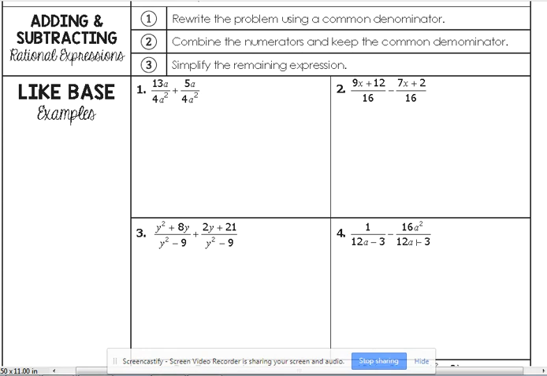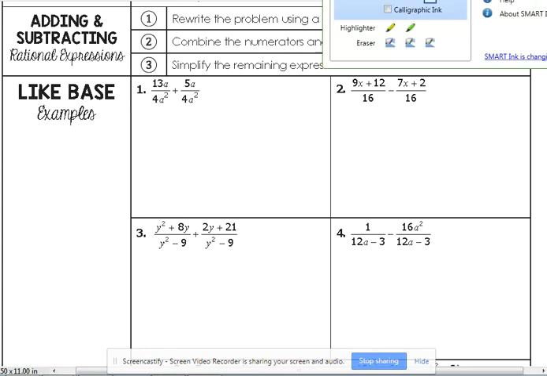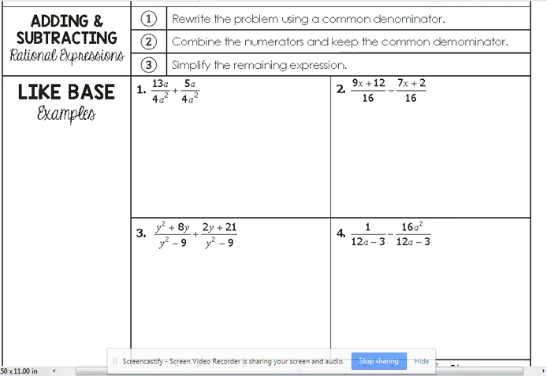So example number 1, they have the same denominator. So all we have to do is combine their numerators. 13a plus 5a is 18a over 4a squared. We don't change the denominator. Then we simplify. 18 over 4, what can we do? Divide them both by 2, right? So 9 over 2. A over a squared, 2 minus 1 is 1. So we get an a in the denominator. That's it. Okay? Now, number 2.